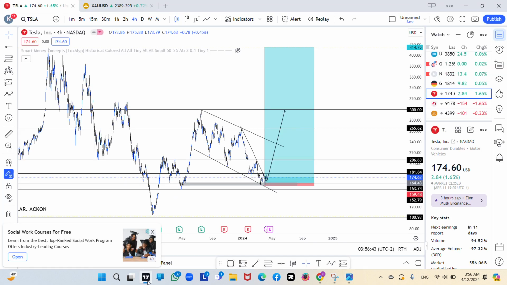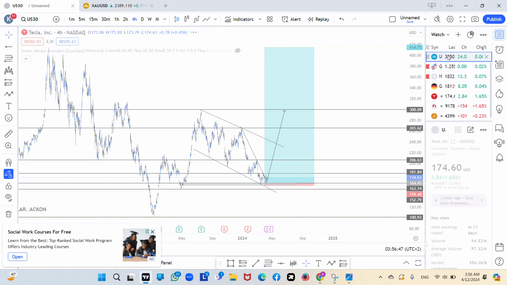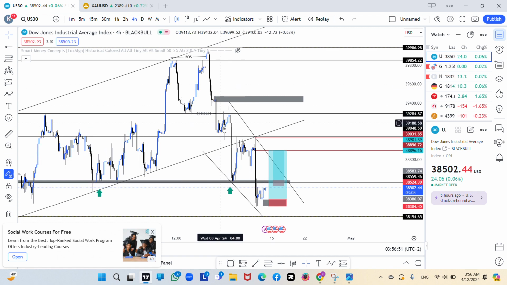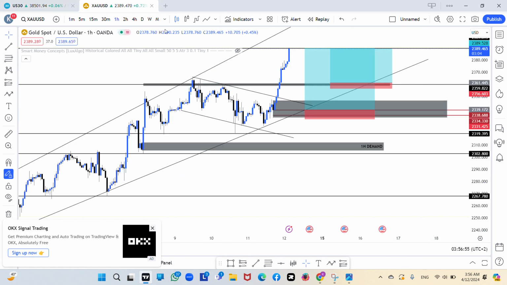But we're not here for Tesla, guys, we're here for US30 and gold. So I think tomorrow, both of these trades I can make, and if my setups do play out properly, I think I can make a 1,000 or something.